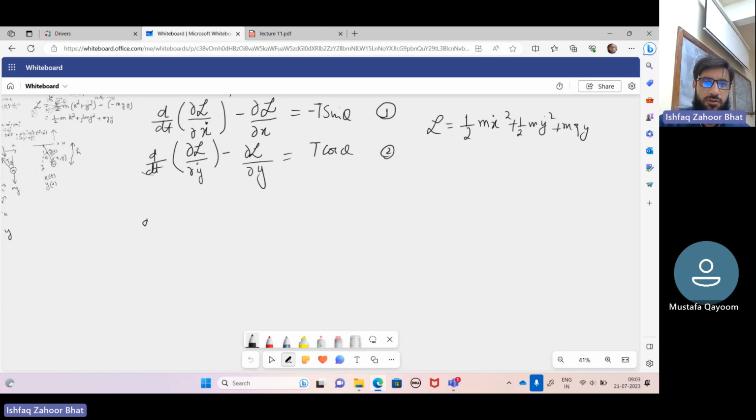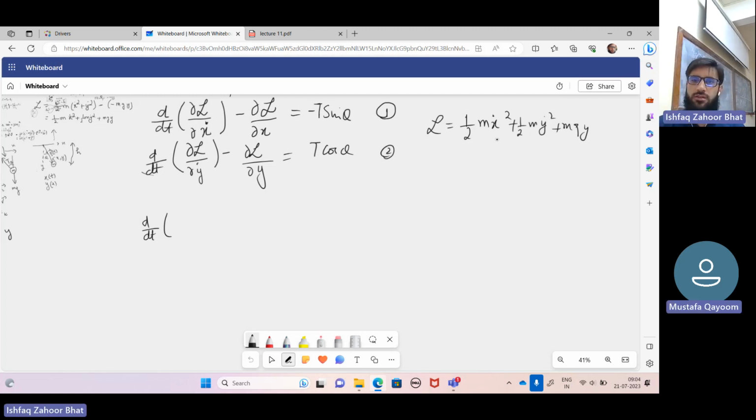So this will be equal to d by dt of partial L upon partial x dot. What will this be equal to if we take the derivative with respect to x dot? x is not the variable, it is x dot which is the variable. We have to take the derivative with respect to x dot.